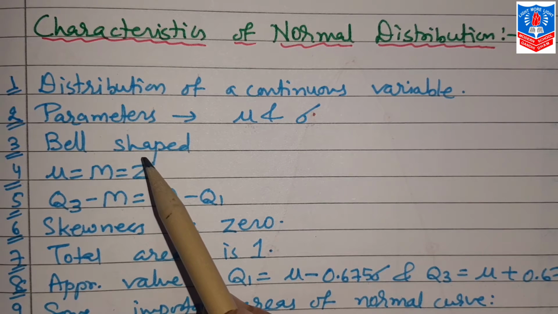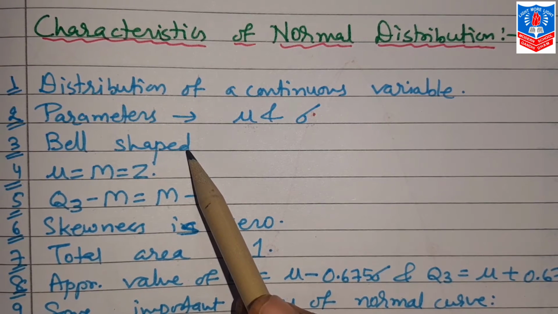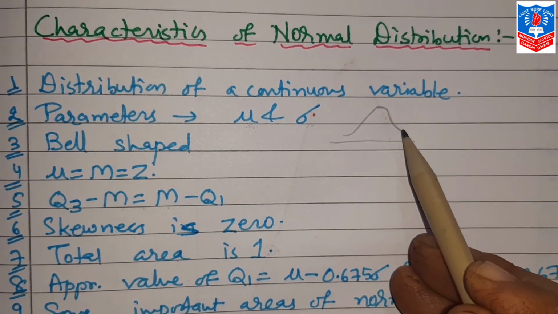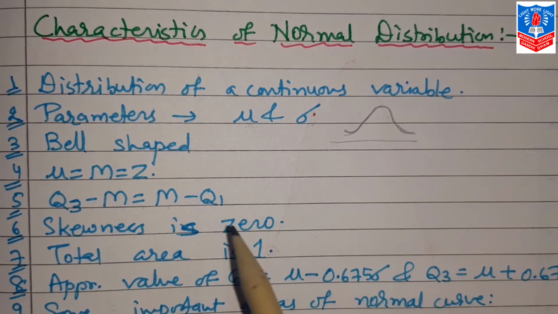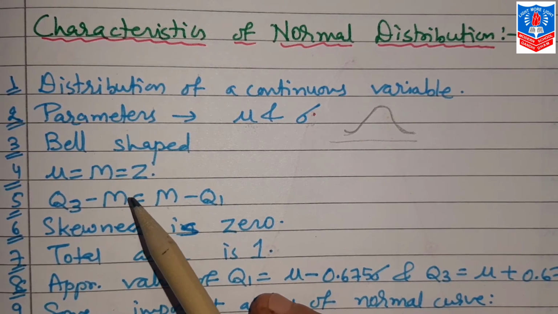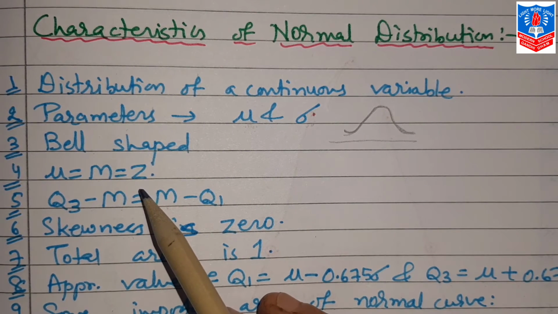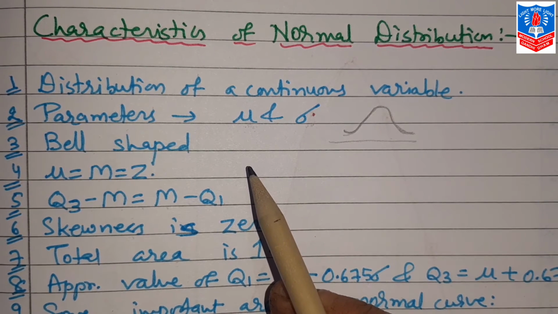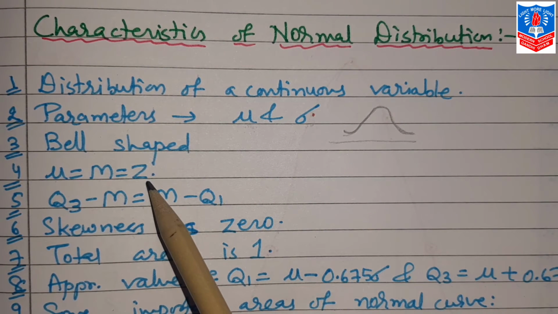Next, third, the curve of normal distribution is symmetrical and bell shaped. In the previous session, we had drawn the shape of this normal distribution. It's like a bell, so it's bell shaped. Next characteristic: mean, median and mode. These 3 are equal in this distribution. That is, mu is equal to median is equal to mode.